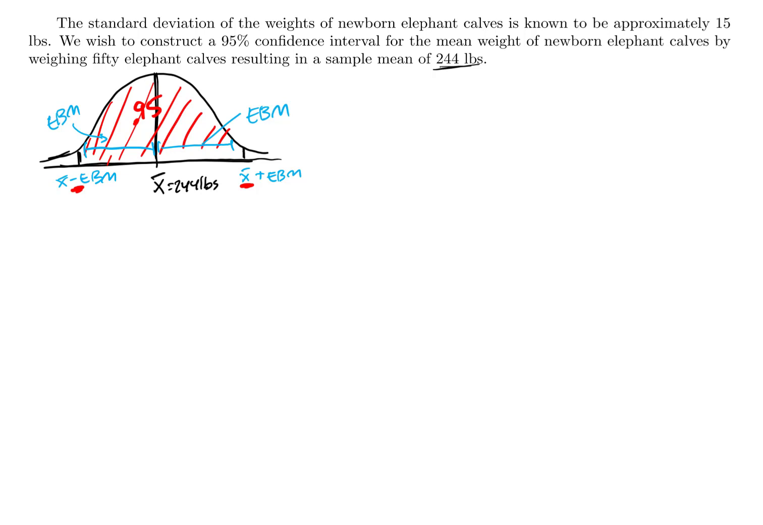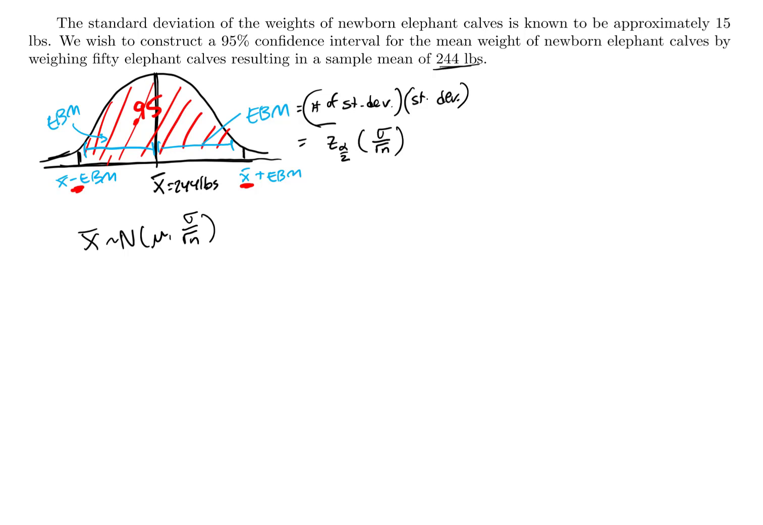Now, how do we calculate the error bound? The error bound is going to be the number of standard deviations times my standard deviation. With the central limit theorem, we know this is going to be a normal curve. The means are going to follow a normal curve with an average of mu, and the standard deviation is going to be sigma over root n. So here, the standard deviation will be sigma over root n. How do I calculate the number of standard deviations? With a z-score, since I'm in a normal curve. We call that z alpha over 2, times, again, my standard deviation, sigma over root n.